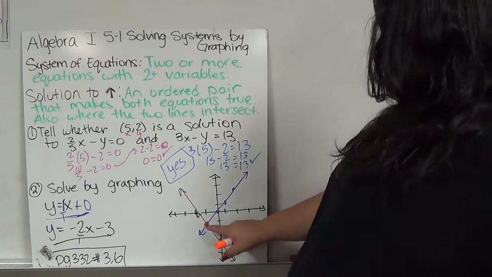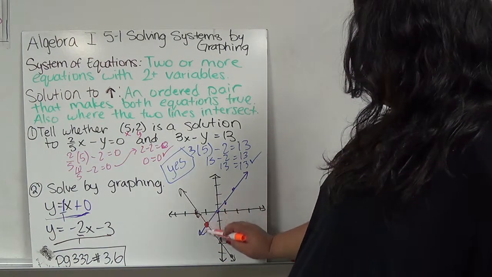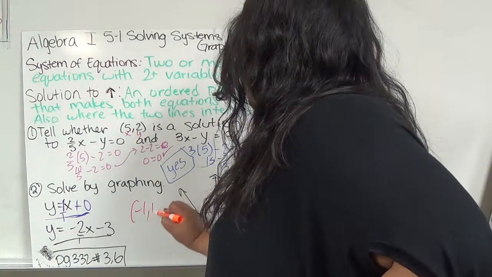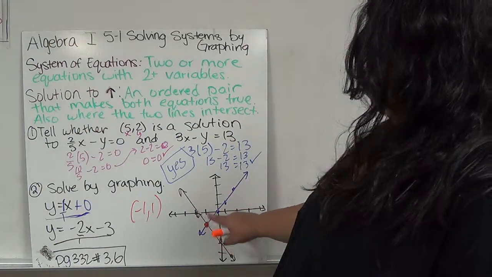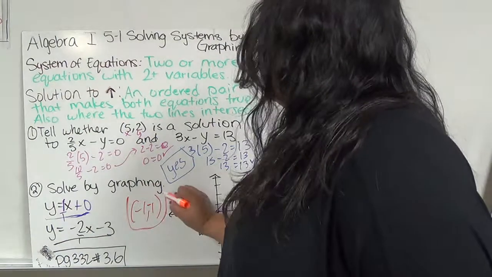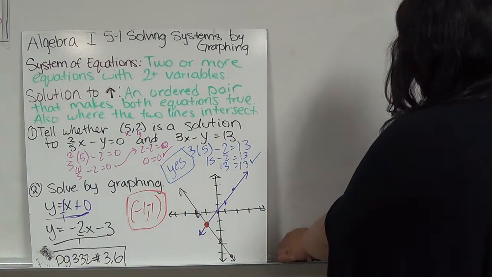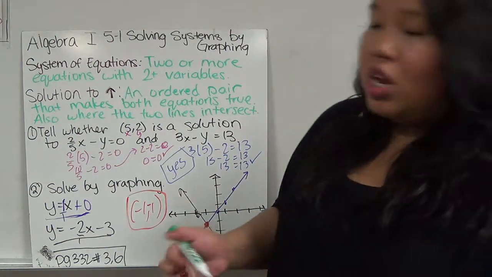Okay? But in this case, it intersected here. So this is -1, down 1. -1, down 1 would be (-1, -1). Okay? Let's say I'm not sure. So I'm going to figure it out, because let's say you don't have graph paper and you're not sure, that's fine.